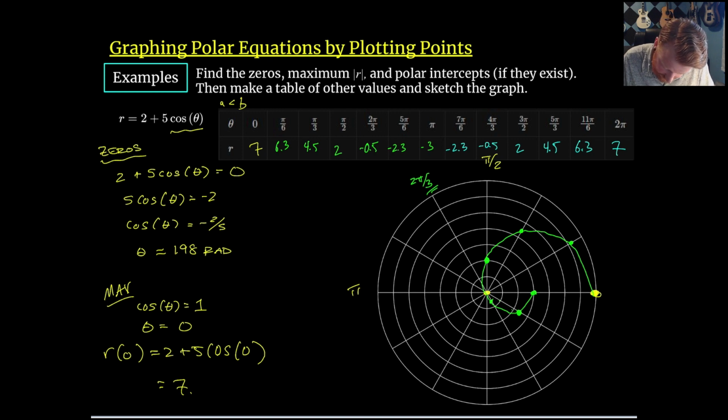At 7 pi over 6, that's going to be coming down this way, but we want to go negative 2.3. So that's going to be around there, or a little bit less than that. At 4 pi over 3, we want to go negative 5. So this is 4 pi over 3, but we want to go back the other direction at negative 5. At 3 pi over 2, we are at 2. So we're just continuing this. We're making this inner loop, and we're going back through the pole, crossing it again there.